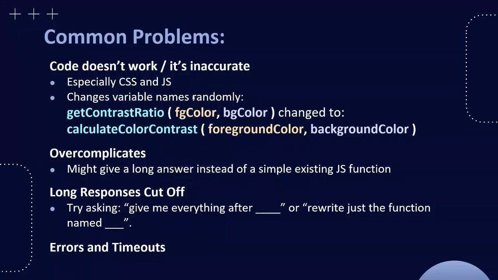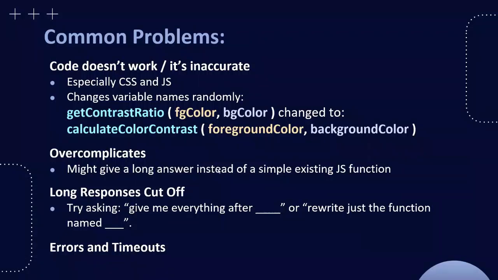It changes variable names randomly. So it substituted these two: get contrast ratio became calculate color contrast, and FG color became foreground color, BG color became background color. It just switched out those variable names midway through the conversation without any reference to it at all. So that's where copying and pasting code can be helpful.